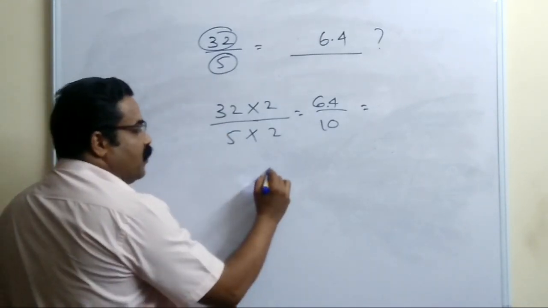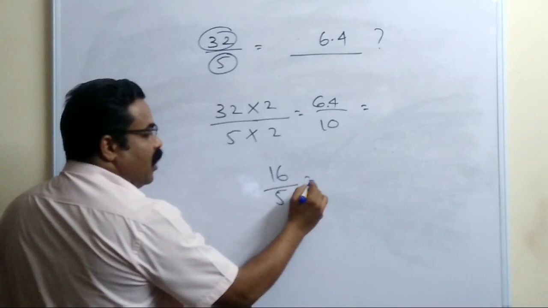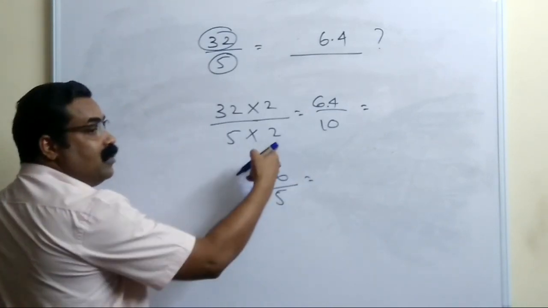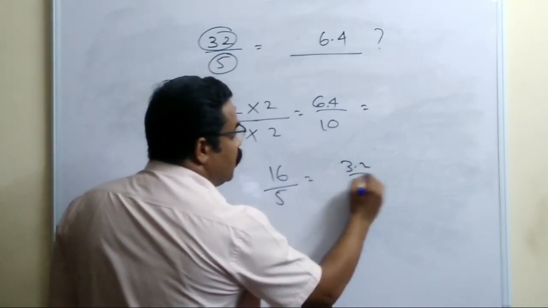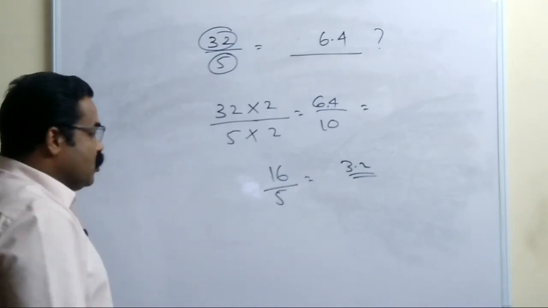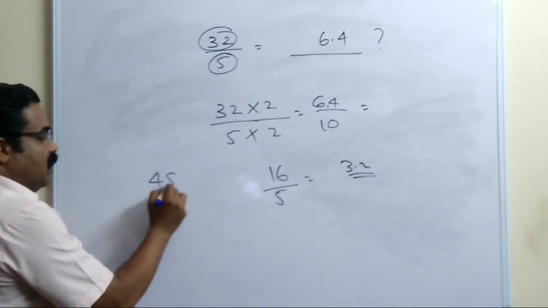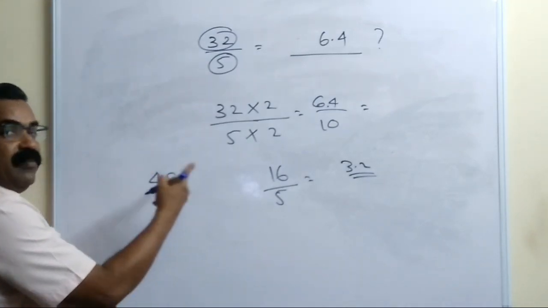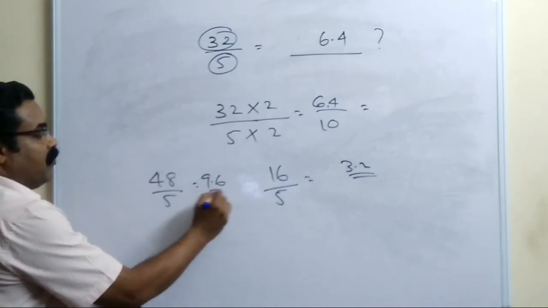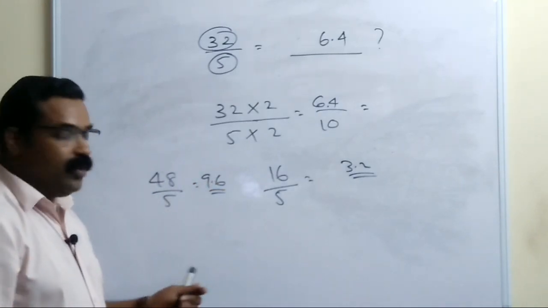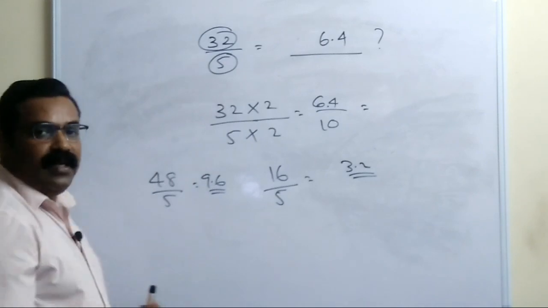Suppose you have 16 divided by 5, and this will be equal to what? Double 16 is 32, and 32 means 3.2. Directly you can write. So for example, you want 48 divided by 5. So 48 double is 96. So your answer will be 9.6. So what are we actually doing? Doubling and dividing by 10.